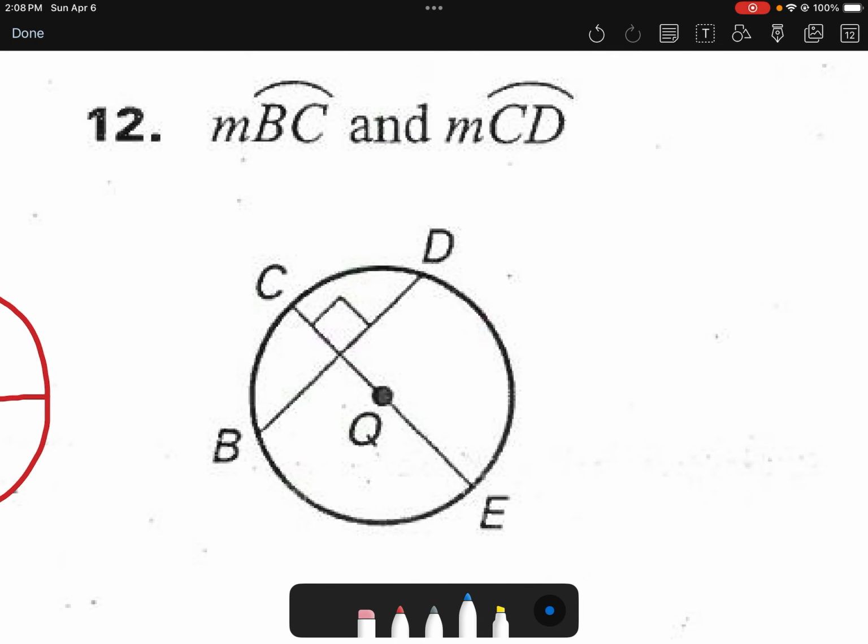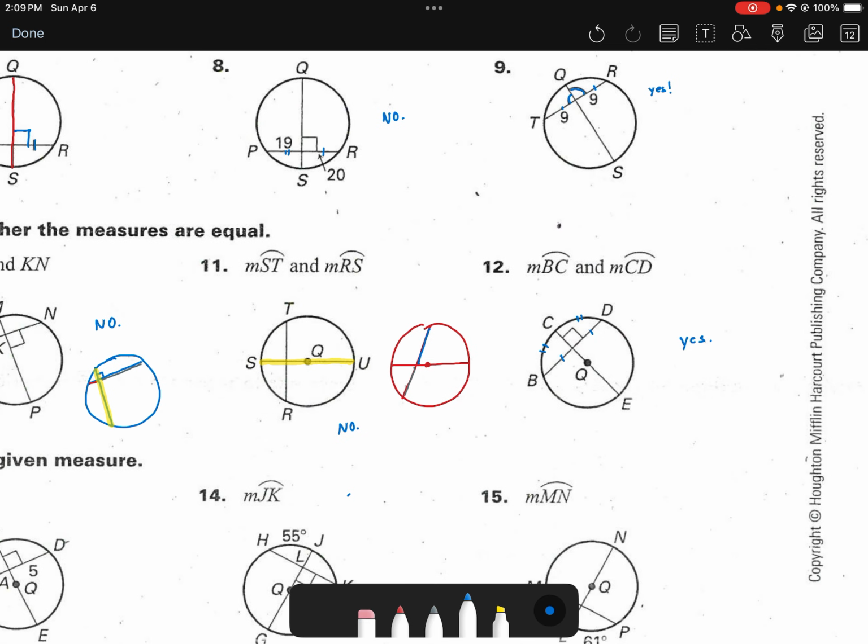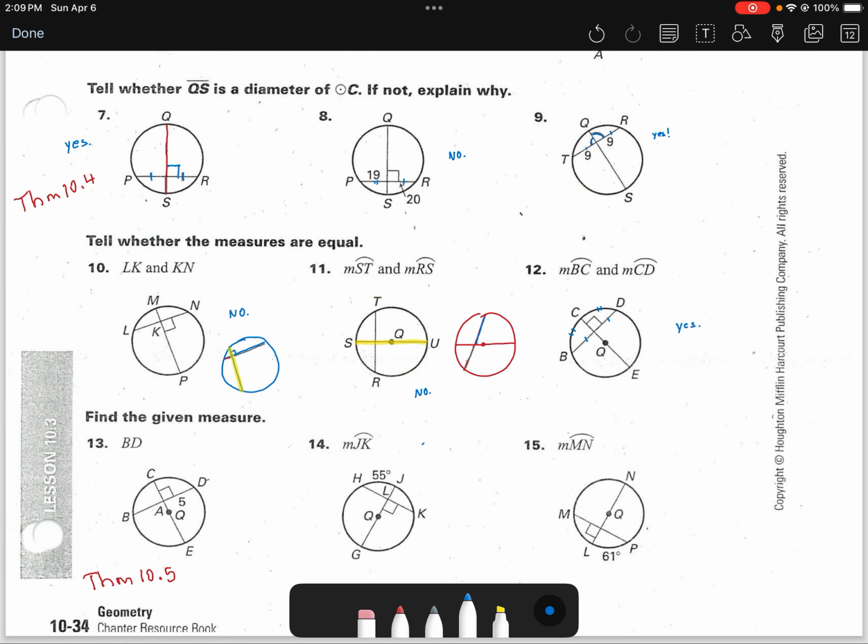Okay, now number 12 has both things that you want. You have a diameter that's crossing a chord at a right angle. So it is going to bisect the chord, and it's also going to bisect the arcs. And that's theorem 10.5. I didn't have that written there. It's the converse of theorem 10.4. Okay, so we're doing the same thing in that section there.